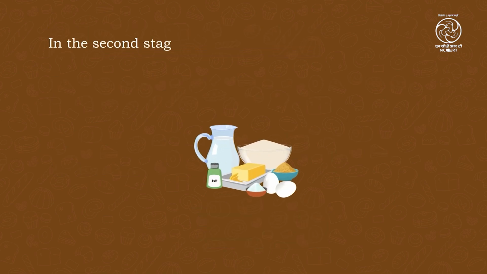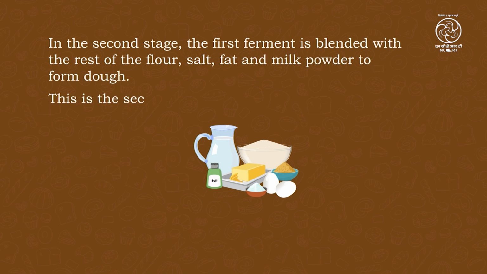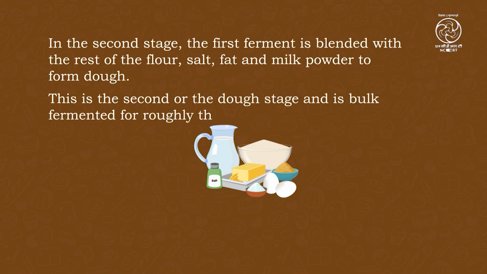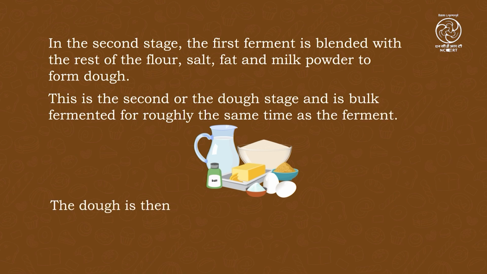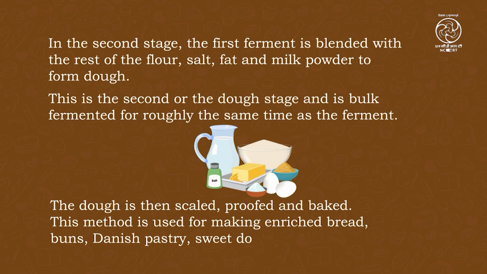In the second stage, the first ferment is blended with the rest of the flour, salt, fat, and milk powder to form dough. This is the second or the dough stage and is bulk fermented for roughly the same time as the ferment. The dough is then scaled, proofed, and baked. This method is used for making enriched bread, buns, Danish pastry, sweet dough, and donuts, etc.